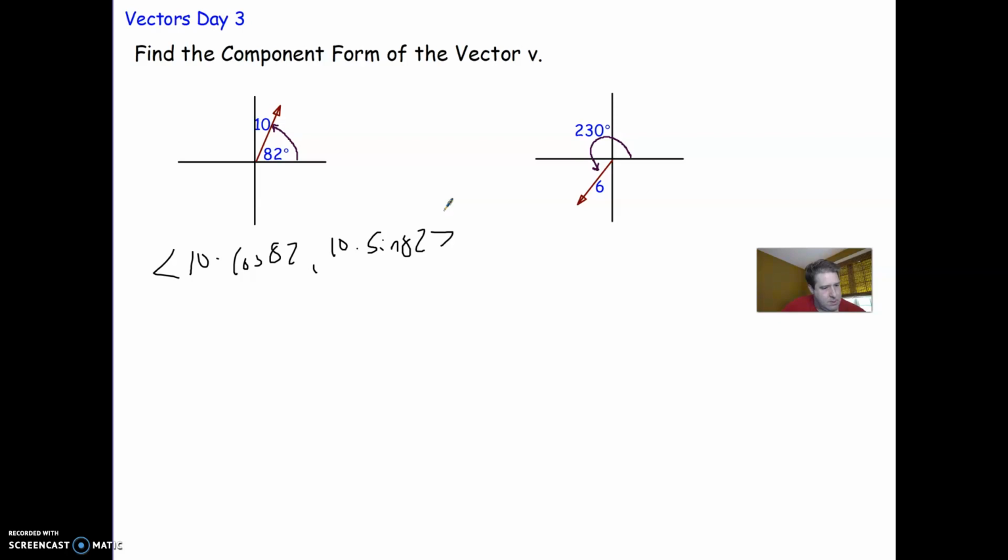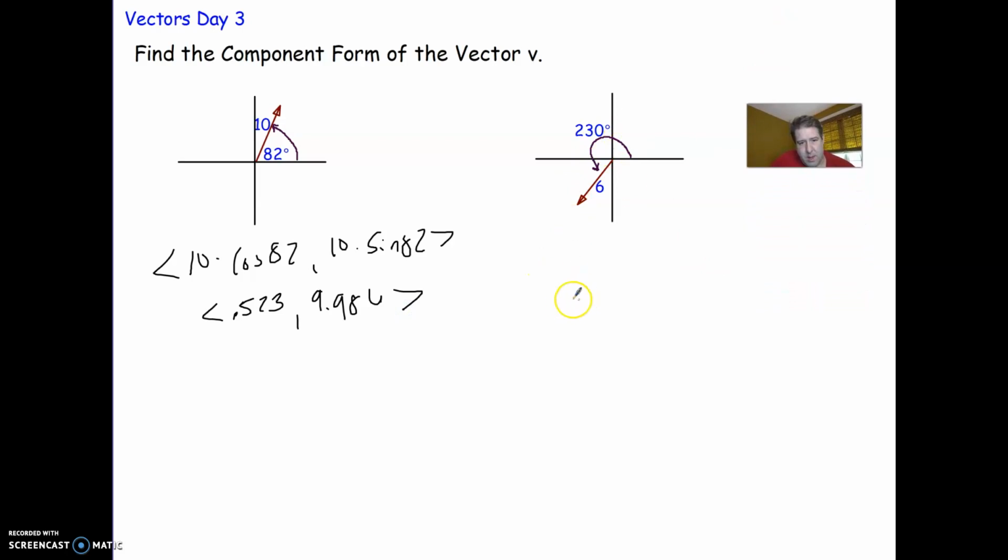10 times cosine of 87 gives me about 0.523. And then 10 times sine of 87 is going to be 9.986. And that is going to be in the first quadrant. So first quadrant, that's to the right, and that's up, and that makes sense because it's an 82-degree angle.